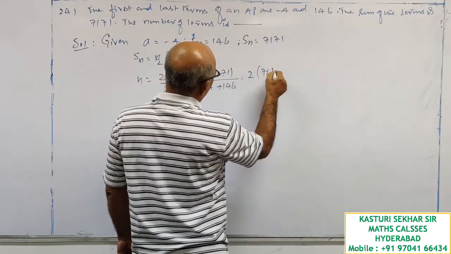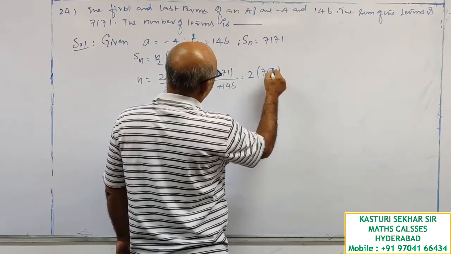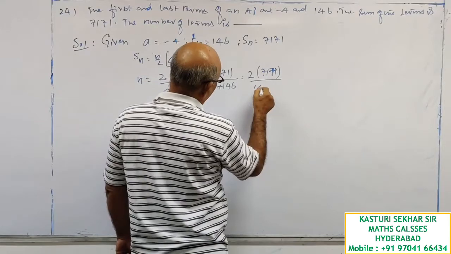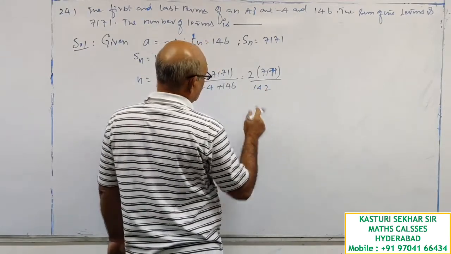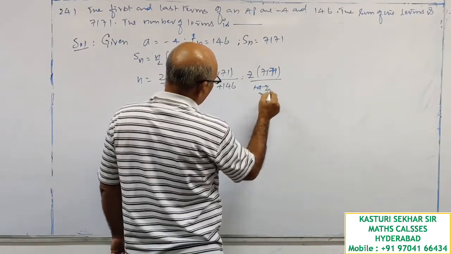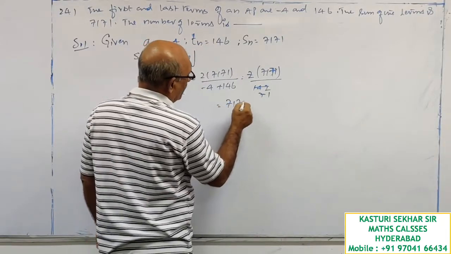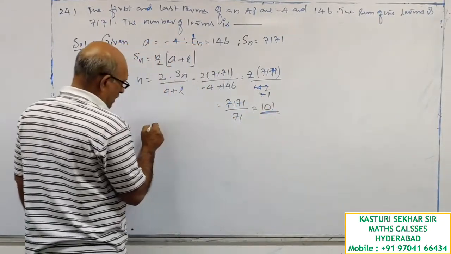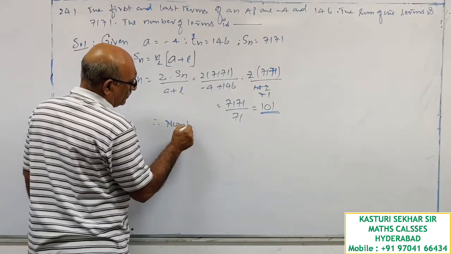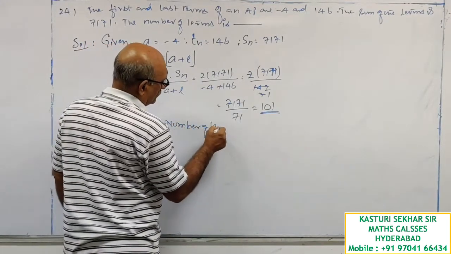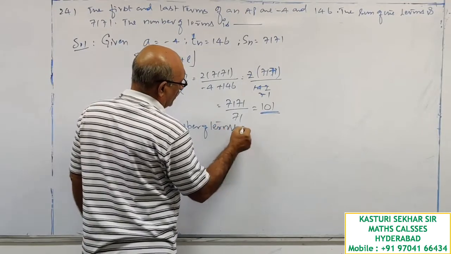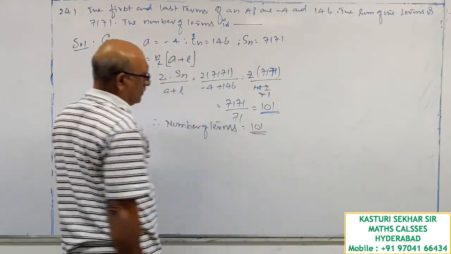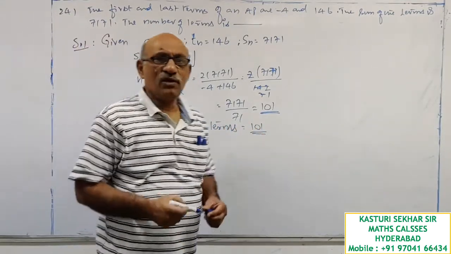2 into 7171 divided by 142. 2 will go 71 times. 7171 divided by 71 is 101, so 2 into 101... therefore, number of terms is equal to 100.